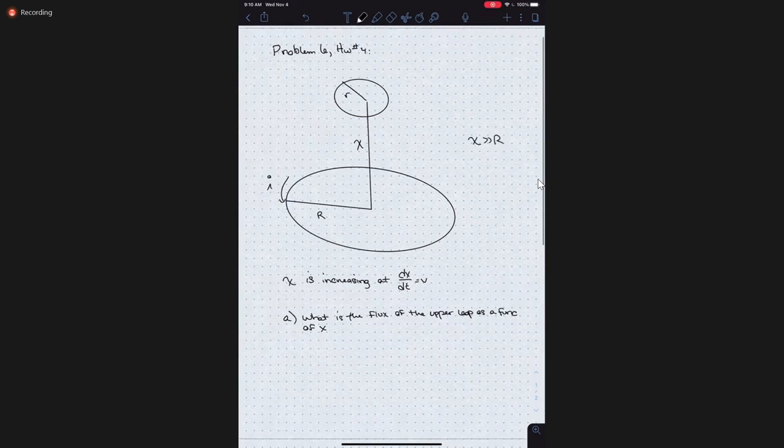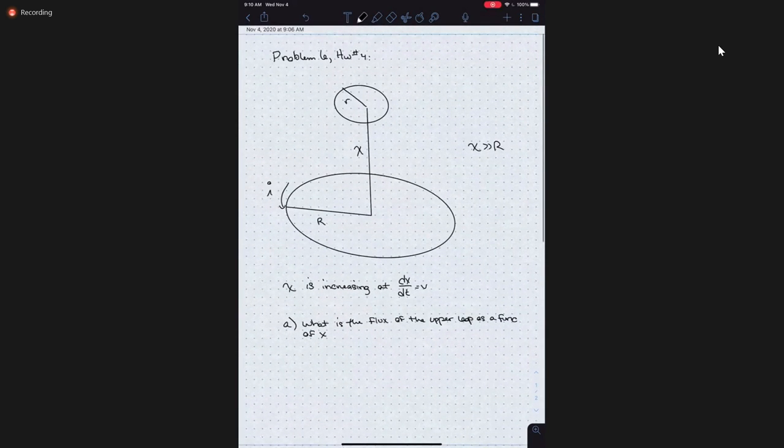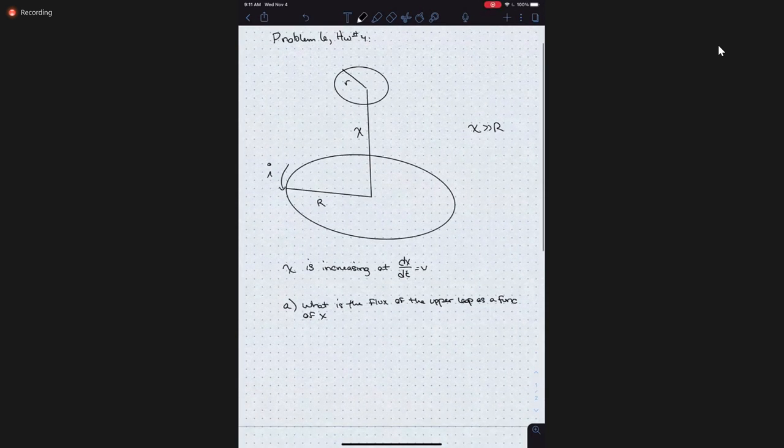Do this right away. So for those who came in later, this is the scenario. This is just problem 6 from homework number 4. You have two loops, one big and one small, separated by a distance x that can change. The lower loop, which is bigger, has a clockwise current I in it, and we know that the separation between these two loops is much greater than the radius of the big loop. And so that'll be important.